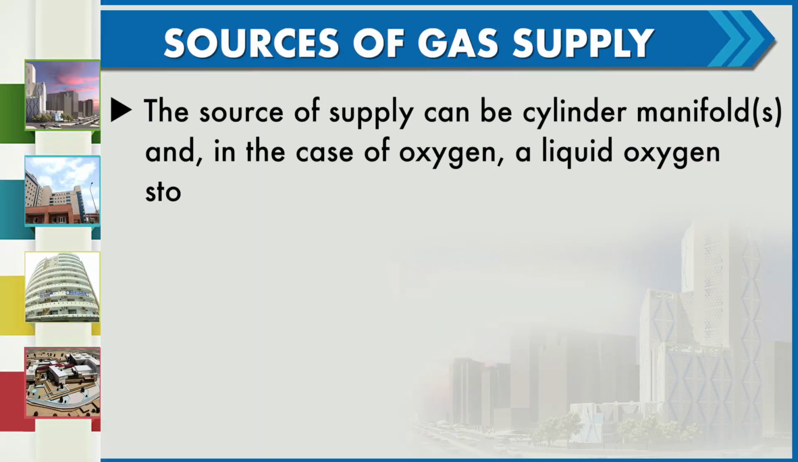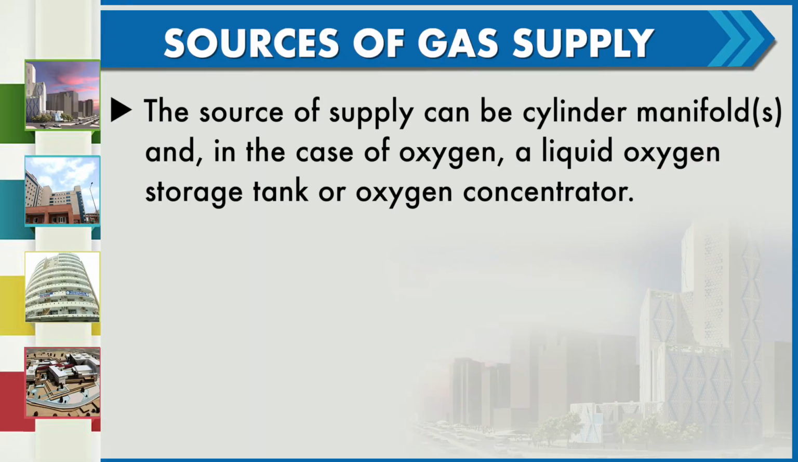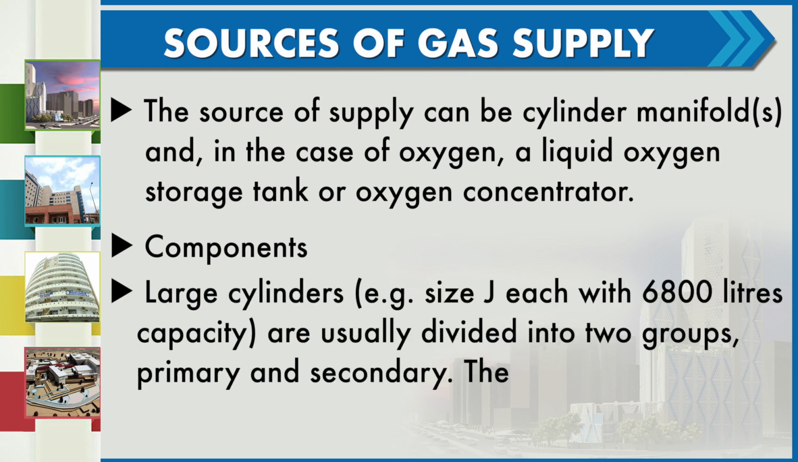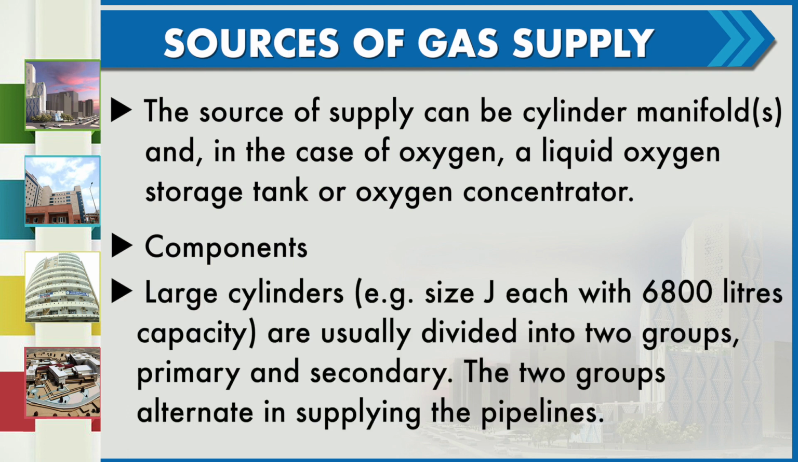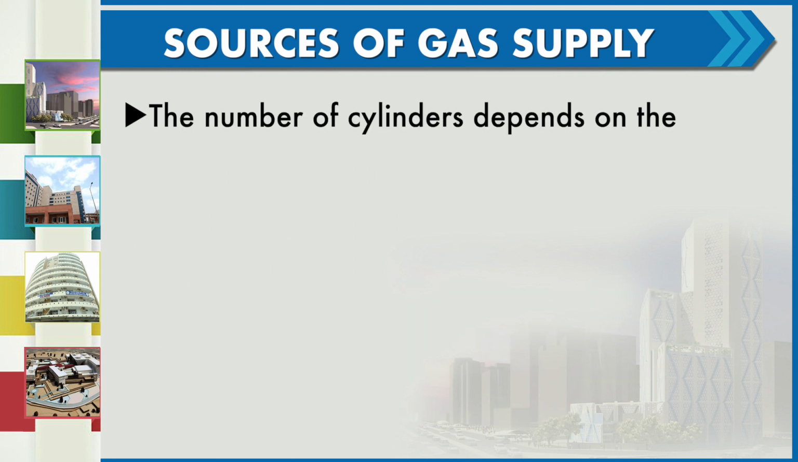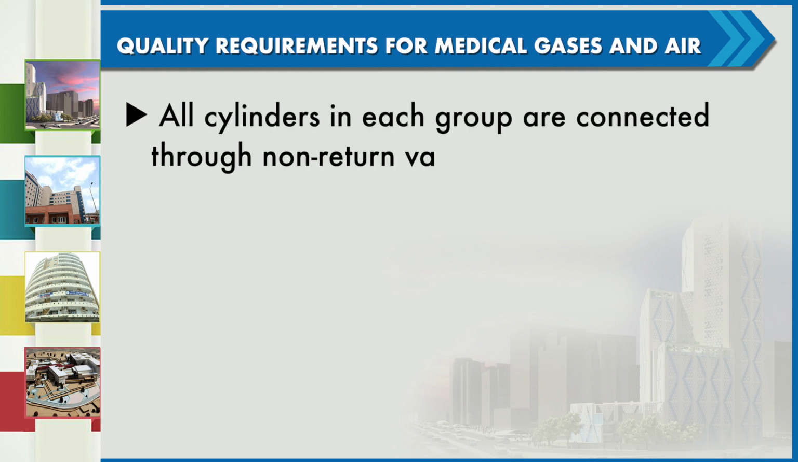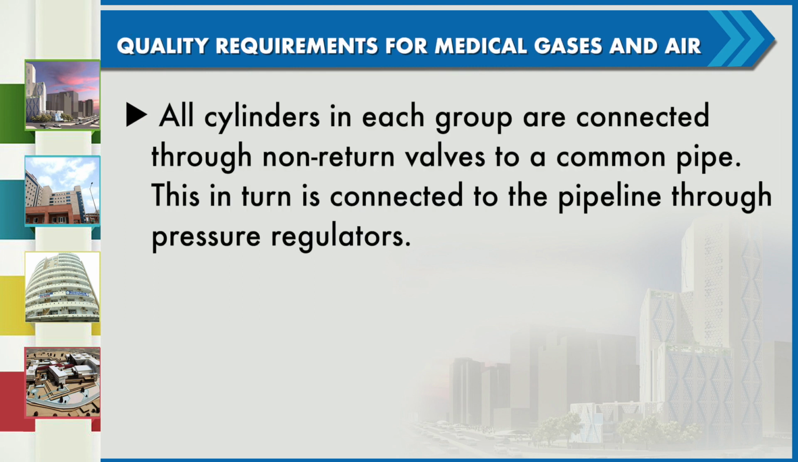Now, what are the sources of gas supply? The source of gas supply can be cylinder manifolds and, in the case of oxygen, a liquid oxygen storage tank or oxygen concentrator. What are the components? A large cylinder, for example a size J with 6,800 liters capacity. These are usually divided into groups, primary and secondary. The two groups alternate in supplying the pipelines. The number of cylinders depends on the expected demand. All cylinders in each group are connected through non-return valves to a common pipe. This in turn is connected to the pipeline through pressure regulators.